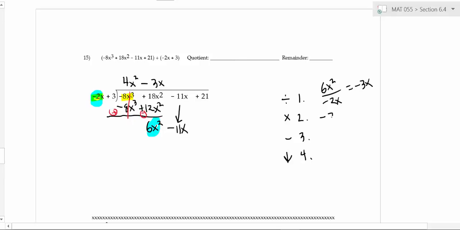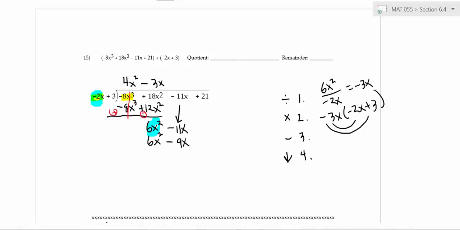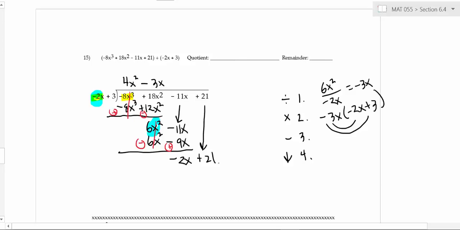So now you're going to do negative 3x times negative 2x plus 3. That's going to give 6x to the second, which is the same, which is a good thing, times negative 9x like that. Okay, next step is to subtract. So I'm going to change that to minus and change that to plus. That'll cancel. Negative 11 plus 9 is going to be negative 2x. Then you're ready to bring down the 21, and you still got one more loop to go through.